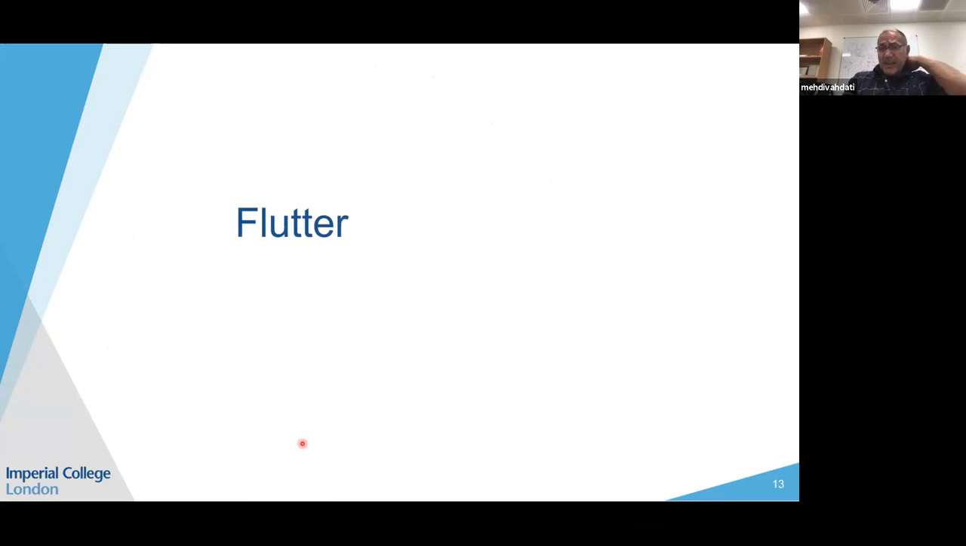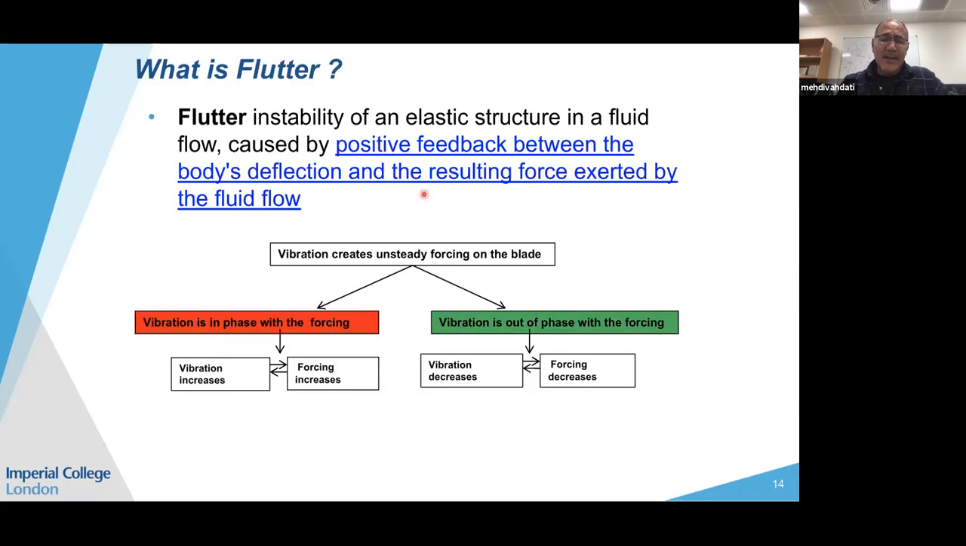Flutter. So what do I mean by flutter? In terms of words from the textbooks again, flutter is instability of an elastic structure in a fluid flow caused by positive feedback between the body's deflection and the resulting forcing exerted by the fluid flow. So what does it mean? I mean, in terms of trying to explain it.